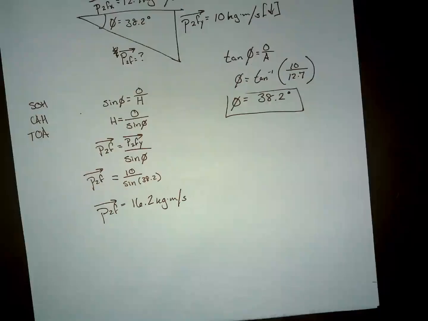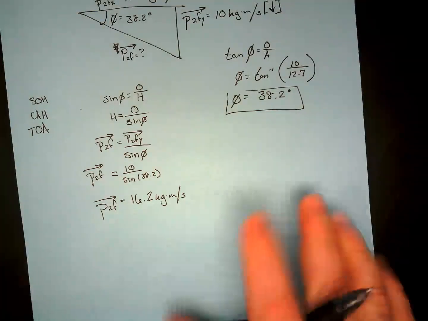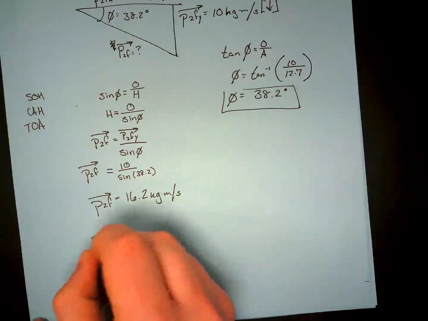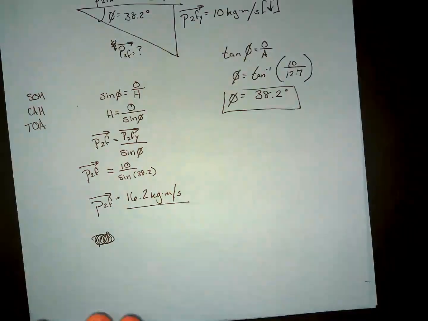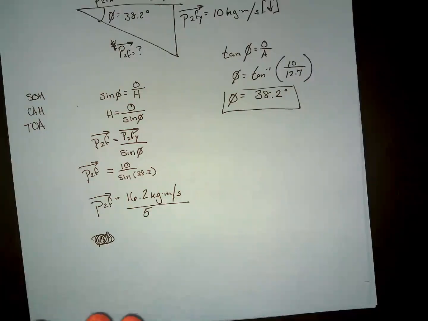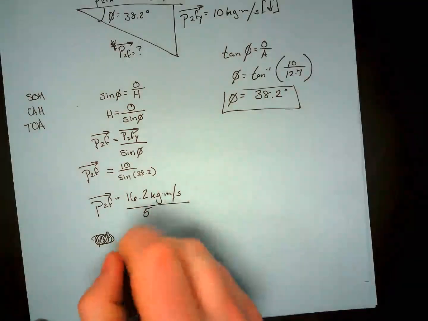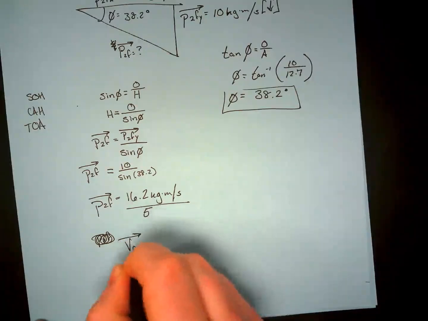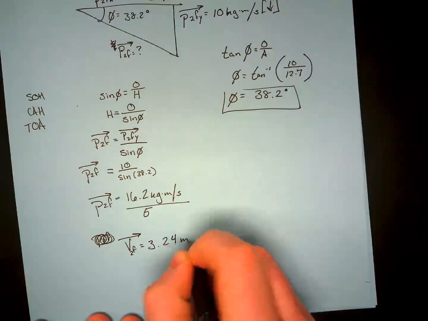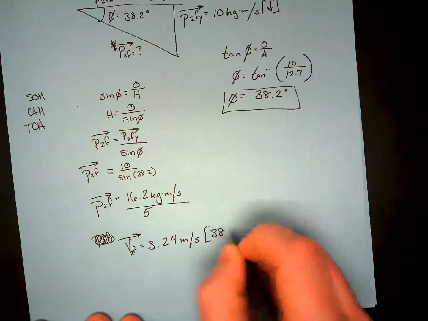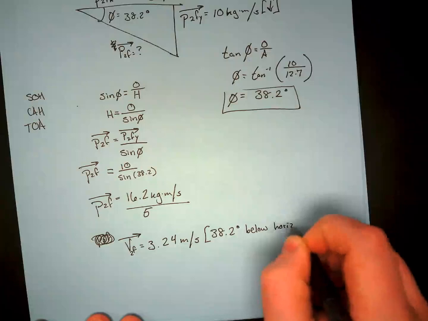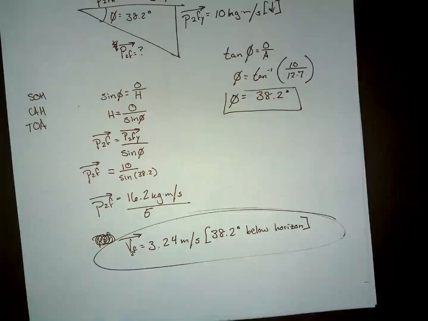We're not done yet, because this is only momentum and we need to find the final velocity. In order to do that, all we're going to do is divide P2F by its mass, which is 5. 16.2 divided by 5. And for our final velocity for our second object, we'll get 3.24 meters per second, moving at 38.2 degrees below the horizon. And we have our answer.